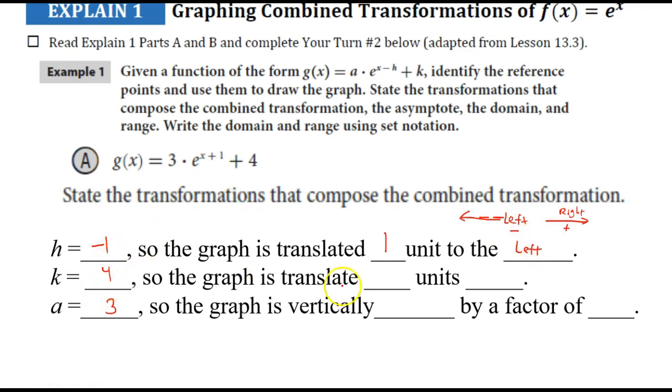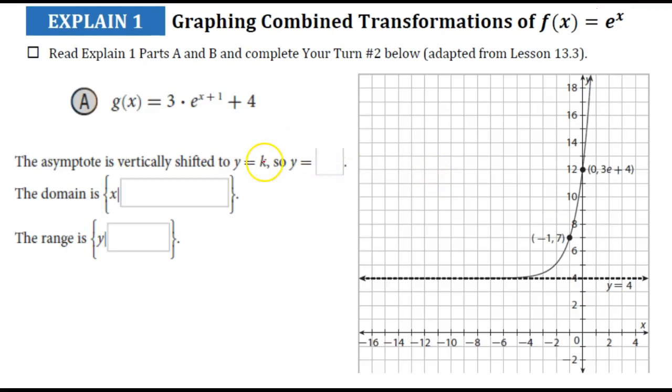For our k value, the graph is going to translate 4 units, because that's what we got. And since it's positive, will we go up or down? Again, write this in if this helps to fill out the blanks for yourself. Since it's positive, we'll be going up. And then our a value of 3 means that our graph is going to vertically stretch by a factor of 3. All right, so we identified our reference points and stated the transformations and how the graph is going to change. We still need to identify our asymptote, our domain, our range, and let's not forget that we also have to graph.